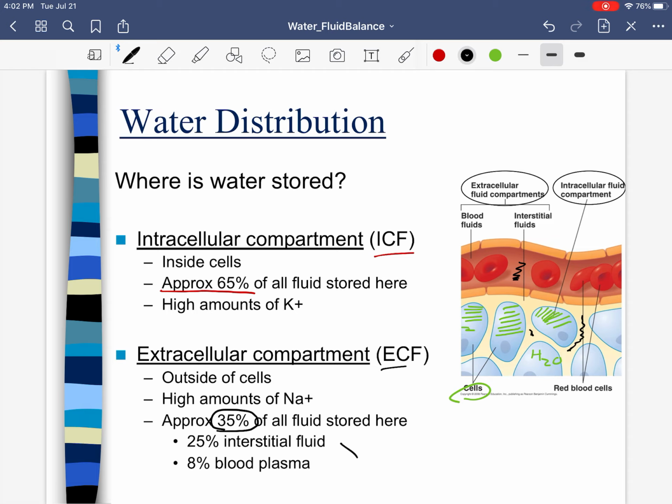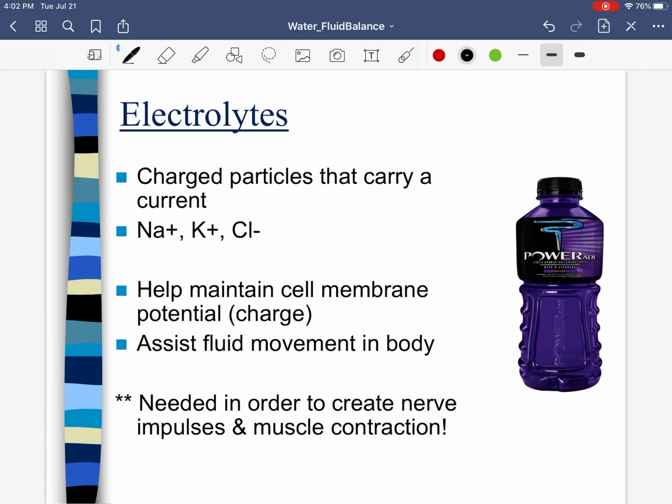You don't have to know this breakdown, but you should know that about 1/3 of our water is stored outside of the cells in what we consider to be the extracellular compartment, which includes our bloodstream because it's outside of the blood cells. And most of our water, 2/3 of it, is shoved into our cells. I mean, pretty interesting, at least to me.